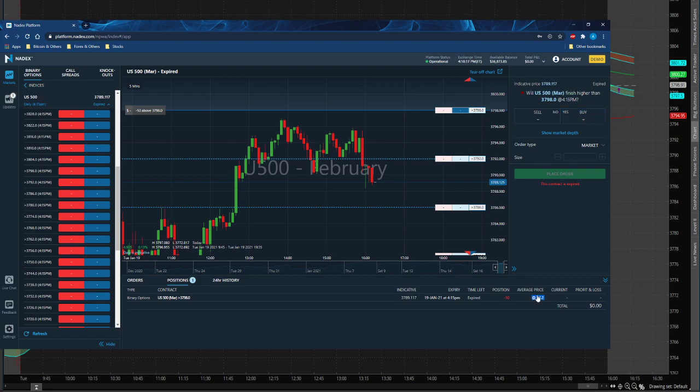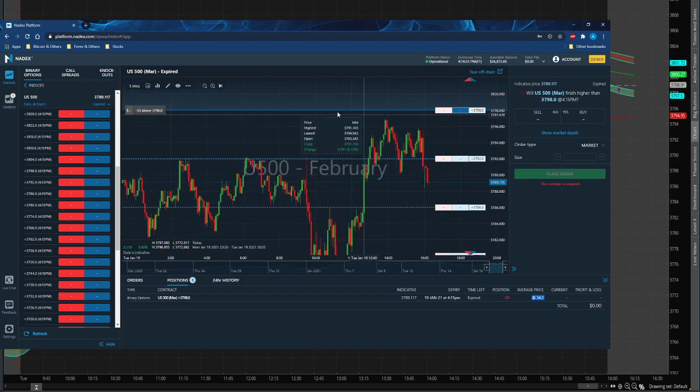Now, if you're a new NADEX trader, the 34.20 is your profit when you're selling contracts. When you're buying, the average price is what you pay, but when you're selling, the average price is what you get. Okay, so keep that in mind. Anyway. So this was the trade.